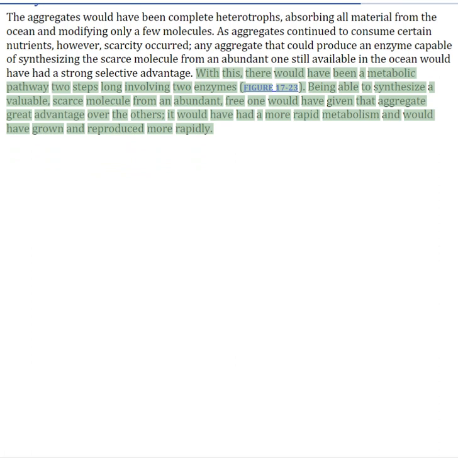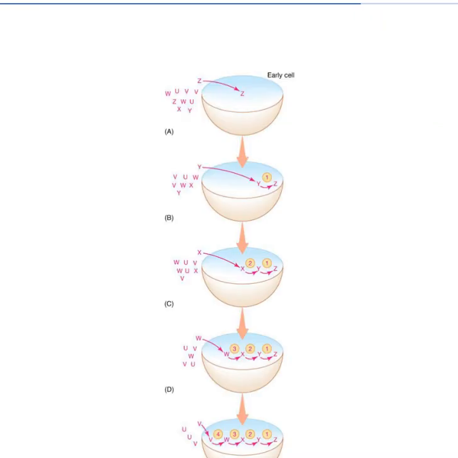With this, there would have been a metabolic pathway 2 steps long involving 2 enzymes. Being able to synthesize a valuable, scarce molecule from an abundant, free one would have given that aggregate great advantage over the others. It would have had a more rapid metabolism and would have grown and reproduced more rapidly. Figure 17.23. We believe that many metabolic pathways evolved backward as raw materials in the environment became scarce.